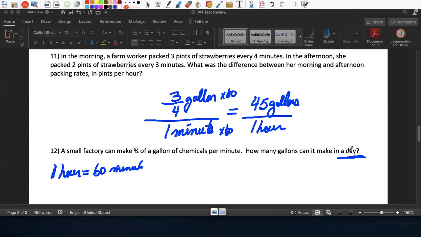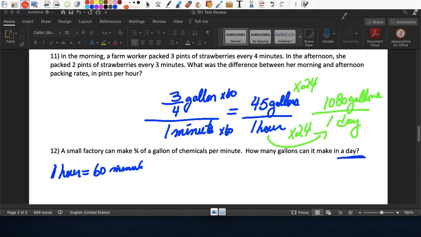They're asking us in a day. Well, I'm not there yet. So now I'm going to go further and do it again. In 1 day, how many gallons of that chemical can they produce? Well, 1 day has how many hours? How do I get 1 hour to become 1 day? I multiply that by 24, because there's 24 hours in a day. So every hour they can do 45 gallons. So if you give them 24 hours, you're going to get 1,080 gallons of chemicals. Pretty scary. Okay, so that's what you have to do.